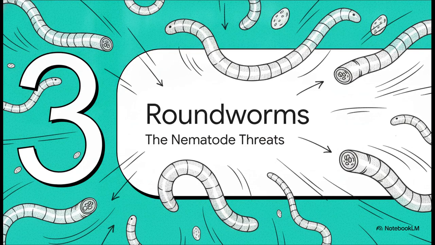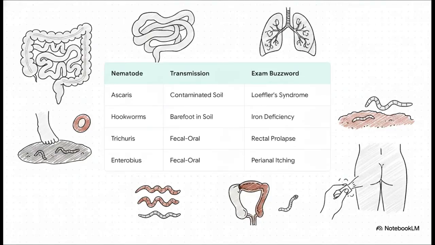Roundworms, the nematode threats. Shift gears from flatworms to roundworms. Keep that attending-level focus because we are moving fast. Let's dictate the vignettes for these intestinal nematodes. If you see a patient with a bowel obstruction or eosinophilic pneumonia, that's Loeffler syndrome, from eating contaminated soil, that's Ascaris.